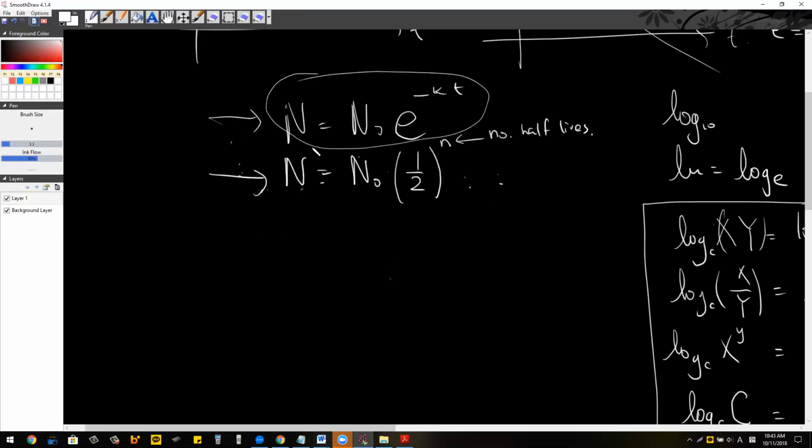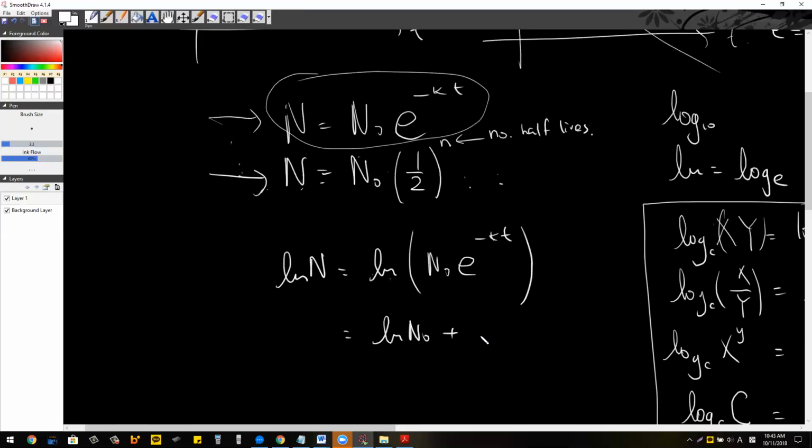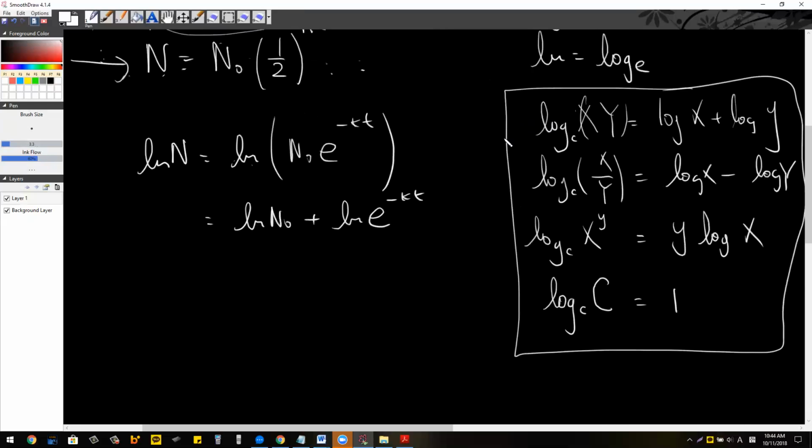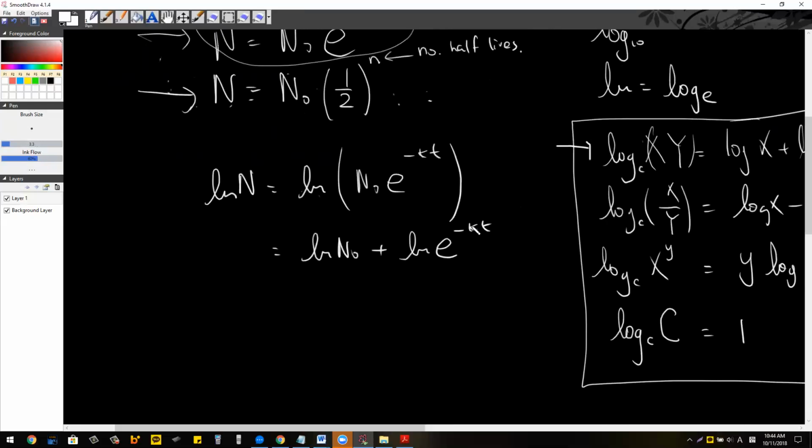So what I'm trying to show is, if you take the natural log of N on this side and the natural log of N naught e to the minus kt, then first this breaks into the natural log of N naught plus the natural log of e to the minus kt, right? Using the first rule here. And then this one comes down to the front, and the natural log of e cancels out because that's like log base c of c, you know?